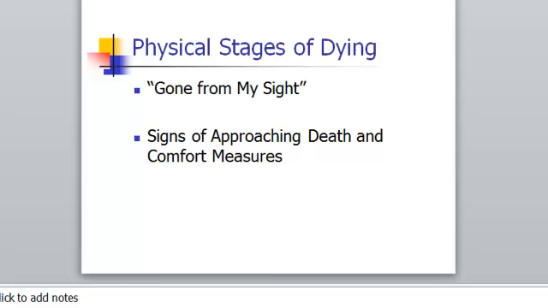In the days to hours before death, a lot of times their circulation changes. The circulation slows down. More of the oxygenated blood is going to the vital organs, so the hands and the feet turn blue and purple, and sometimes the knees get mottled.